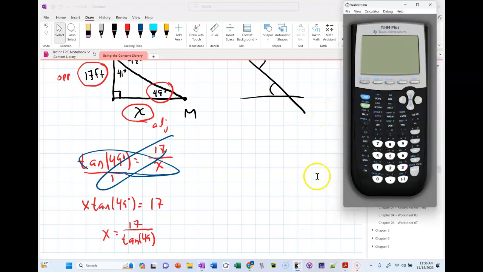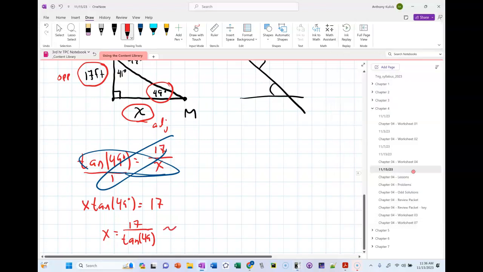Again, reminder, what mode should my calculator be in for this problem? Degrees, because the angles given in the problem are measured in degrees. So I have 14.8. And I think the units here were feet, so that should be in feet.